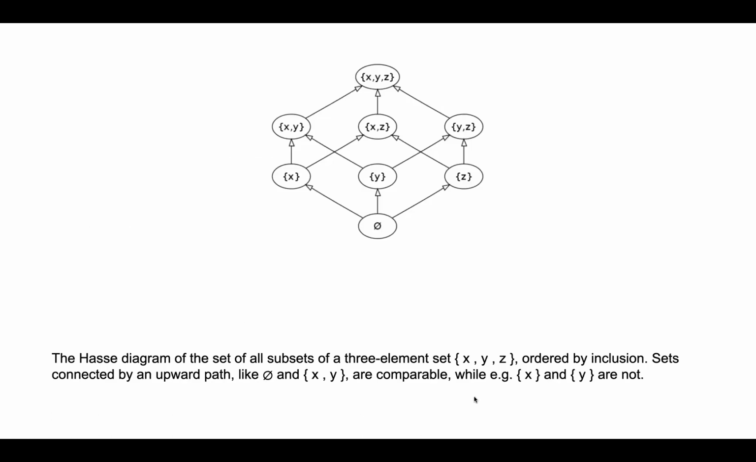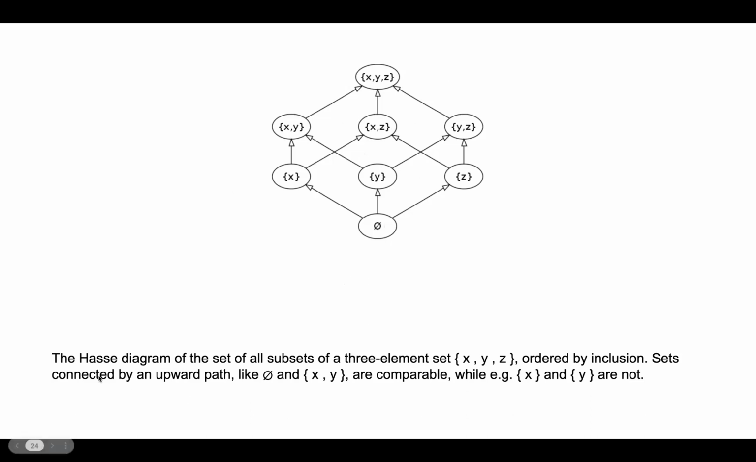It is a poset, a partially ordered set ordered by inclusion. It is the relation taken here. It is nothing but the Hasse diagram of the partially ordered set X, Y, Z, ordered by the relation inclusion.